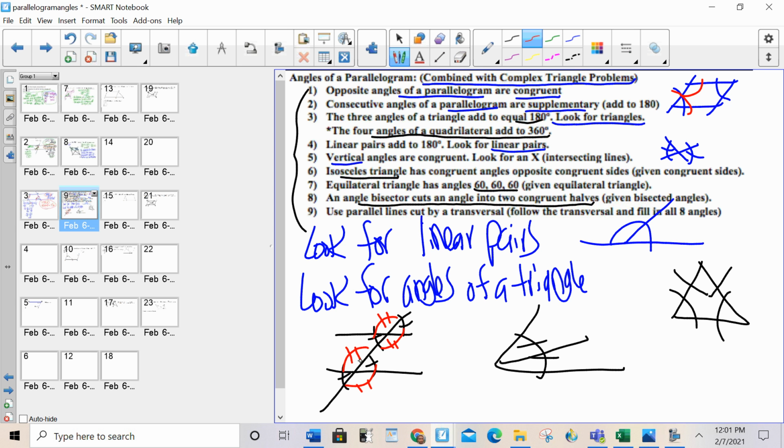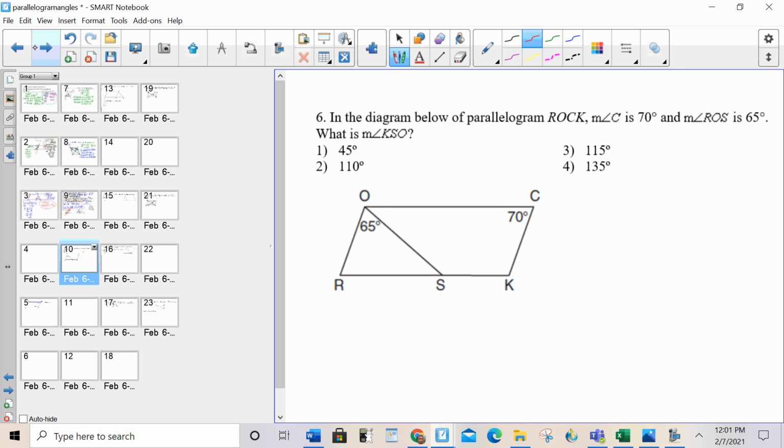So there's a lot of different tools that you have available to you, and there will be more than one correct way to do it. But for these problems, just like when we did complex triangle problems initially, look for linear pairs, look for angles of a triangle to get started. So I am looking for linear pairs. I am looking for angles of a triangle. I do see a linear pair here. As of right now, I don't have enough information to deal with that.